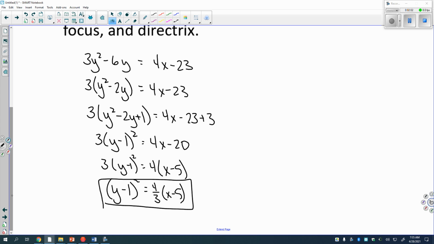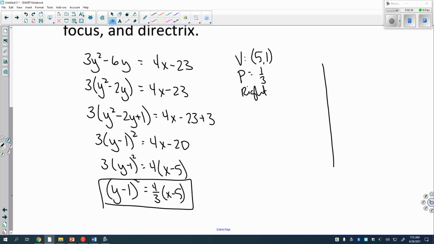From this equation, I know that the vertex is at (5, 1). That comes from the h and the k, with the y and the k. I know that the p-value is 4/3 divided by 4, which is 1/3. It opens to the right. Since the y is squared, it opens right or left. Since it's positive, it opens to the right.